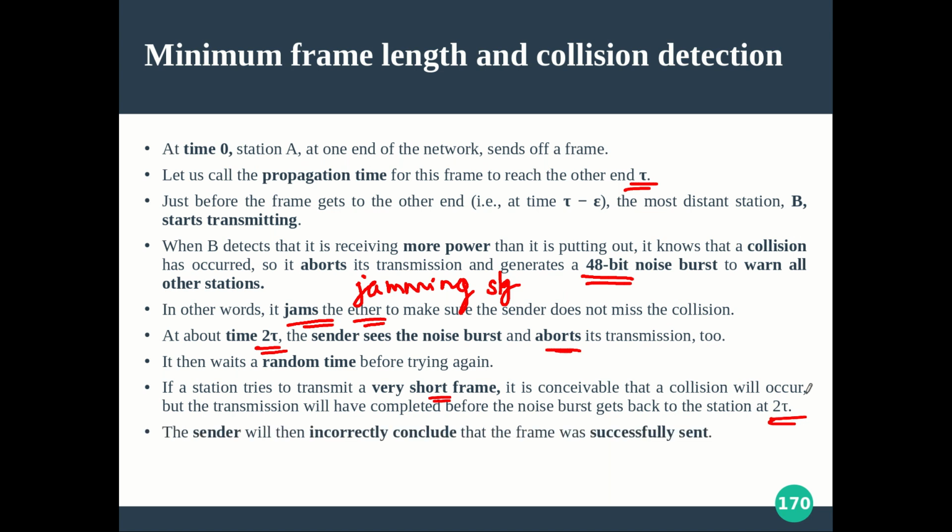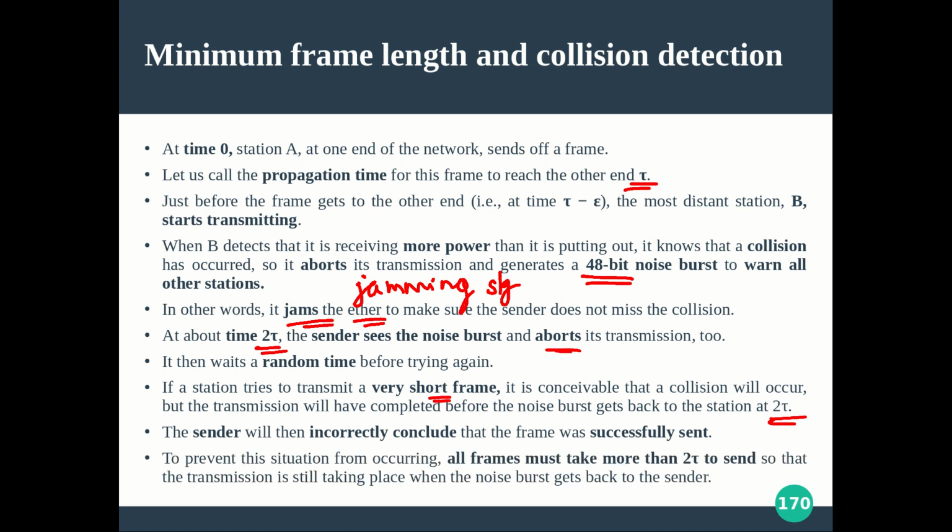Such a situation should not come. So the sender will then incorrectly conclude that my frame has been successfully sent. Yes, a collision signal came back, but it is someone else's data that got collided. It's not my data, right? So to prevent this from occurring, all the frames must take more than 2τ time to send, so that the transmission is still taking place while the noise burst is coming back to the sender. So that is the criteria we need.